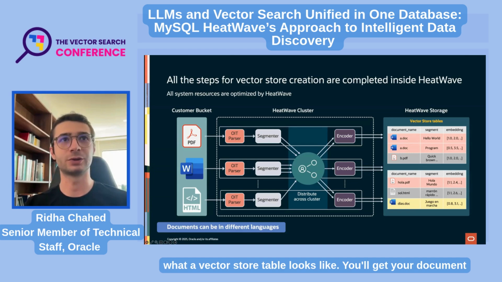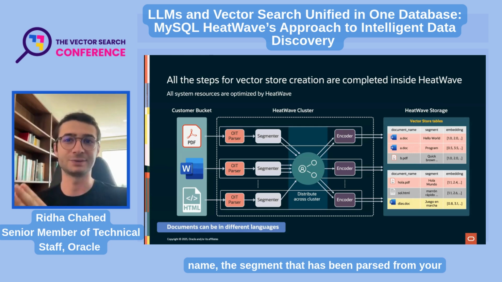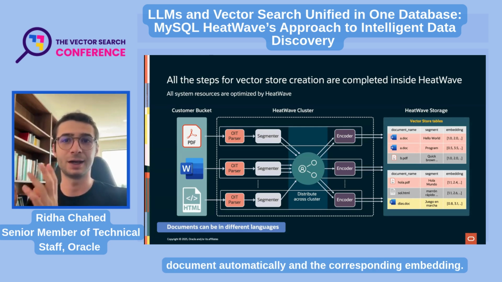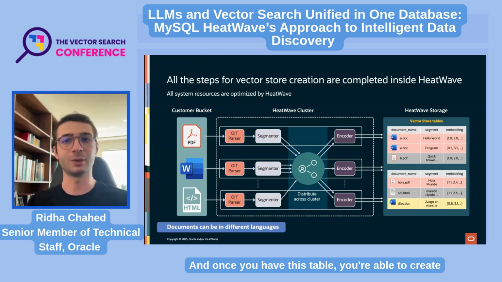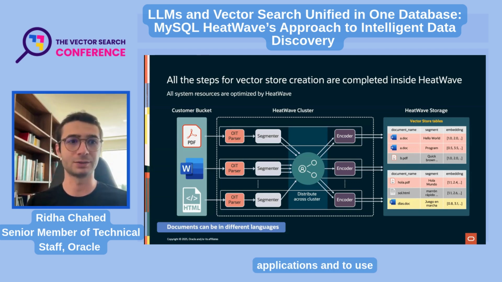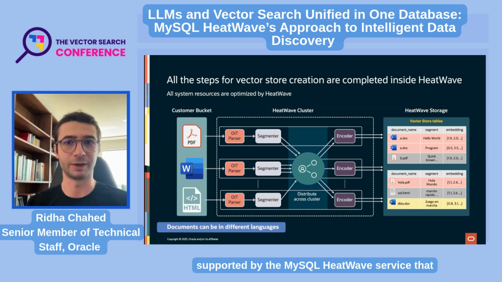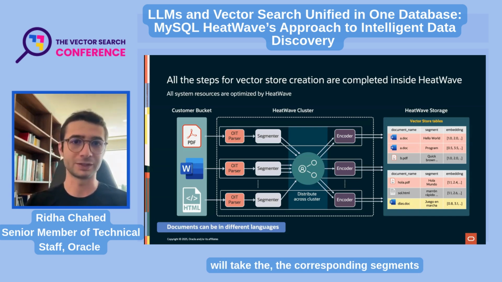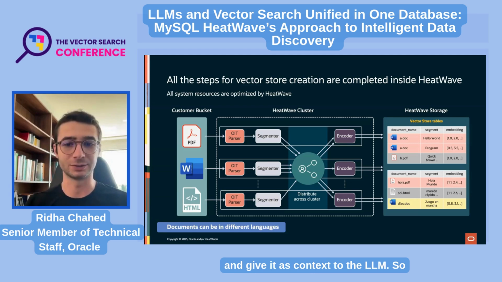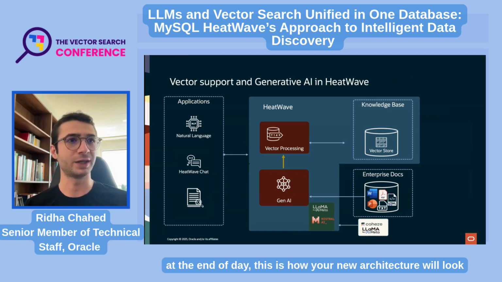So this is what a vector store table looks like. You'll get your document name, the segment that has been parsed from your document automatically, and the corresponding embedding. And once you have this table, you're able to create applications and use ML RAG, which is natively supported by the MySQL HeatWave service, and will take the corresponding segments and give them as context to the LLM. So at the end of the day, this is how your new architecture will look.